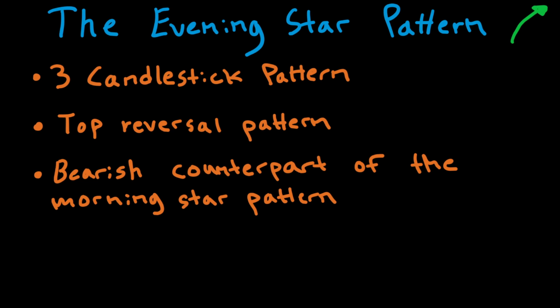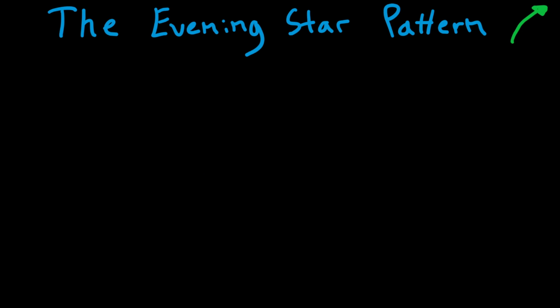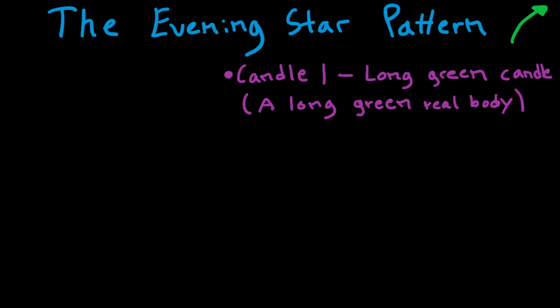So I think now we're ready to zoom in and take a look at how the pattern actually looks. Let's have a look at each candle of the pattern. The first candle, candle 1, is a long green candle. And the important part here is that the real body is long.